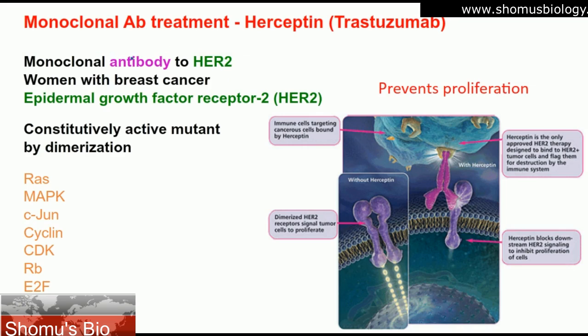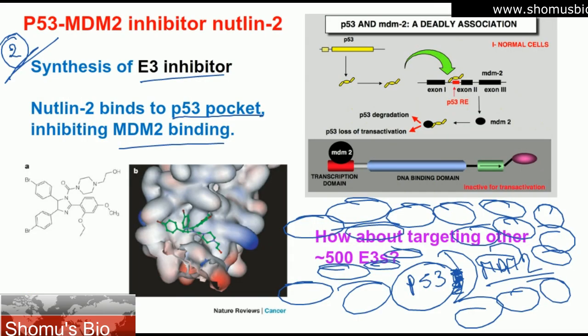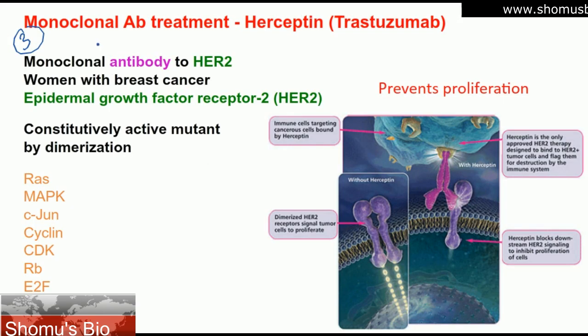Okay. Now drug number 3, or 4, I believe, I don't know. Yes, drug number 3, monoclonal antibody. This is very important because they ask many questions from this part. Monoclonal antibody mediated treatment. Herceptin is an example of a monoclonal antibody which they use for the treatment.